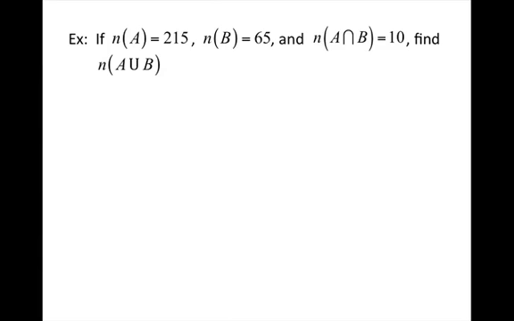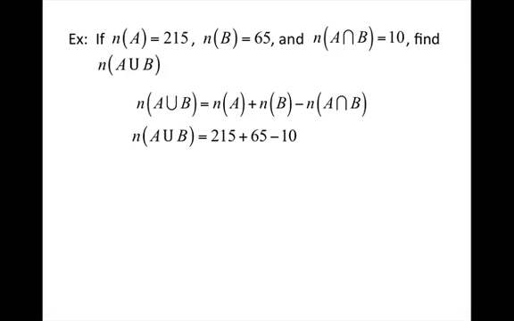In the next example, set A contains 215 units, set B contains 65 elements, and the intersection contains 10. So to find the number of elements in the union, begin with the formula. This time we're going to have 215 plus 65 minus 10. So this gives us the number of elements in the union is 270.